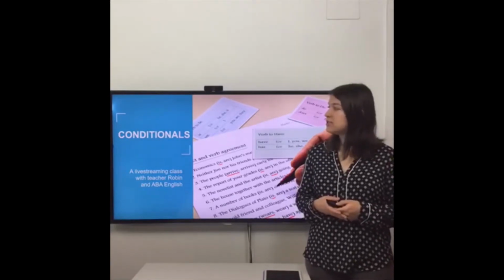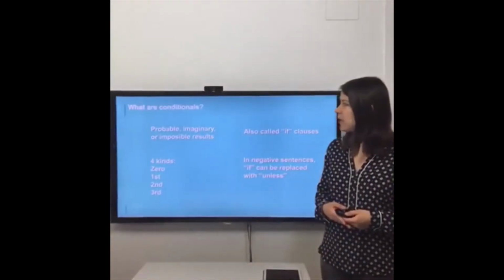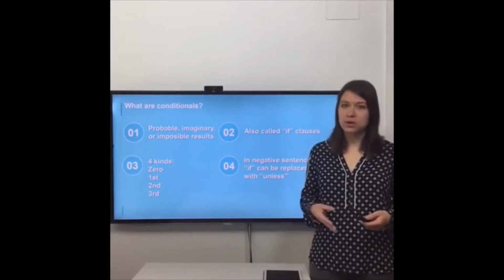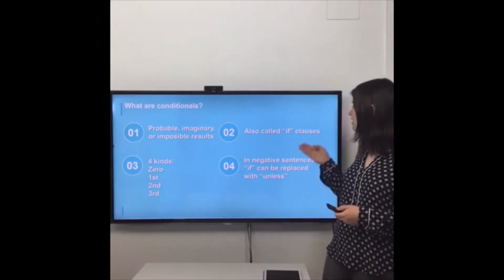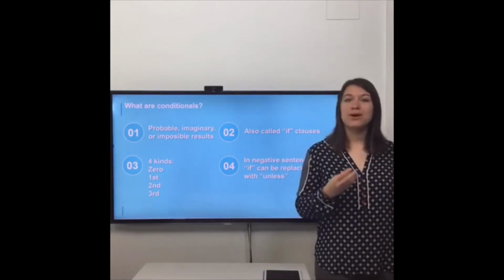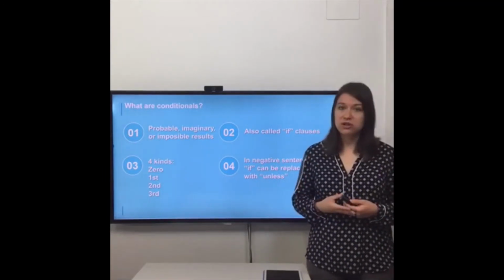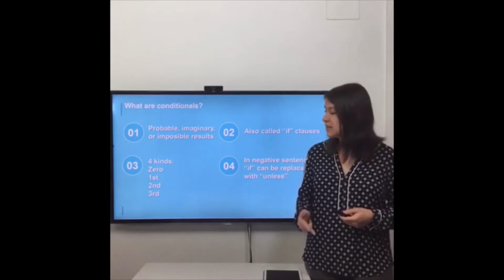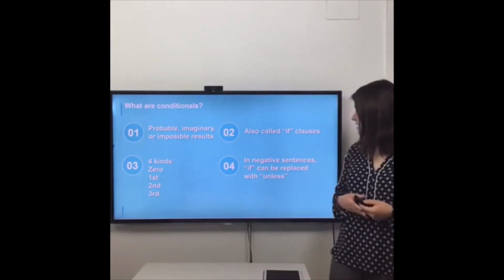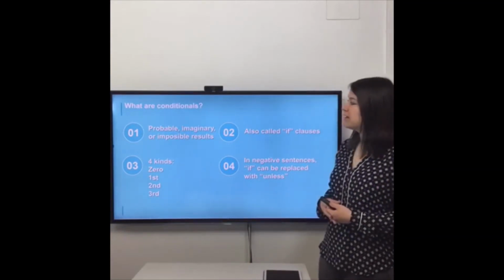Okay, so first let's talk a little bit about what conditionals are and when we use them. We use conditionals to talk about probable, imaginary, or impossible results. They are also called if clauses because you have the first part of the sentence with if and the second part with then, so a cause and a result. There are four kinds of conditionals: 0, first, second, and third. We're going to talk about all of them today. And in negative sentences, if can be replaced with unless. We'll get an example in a minute.